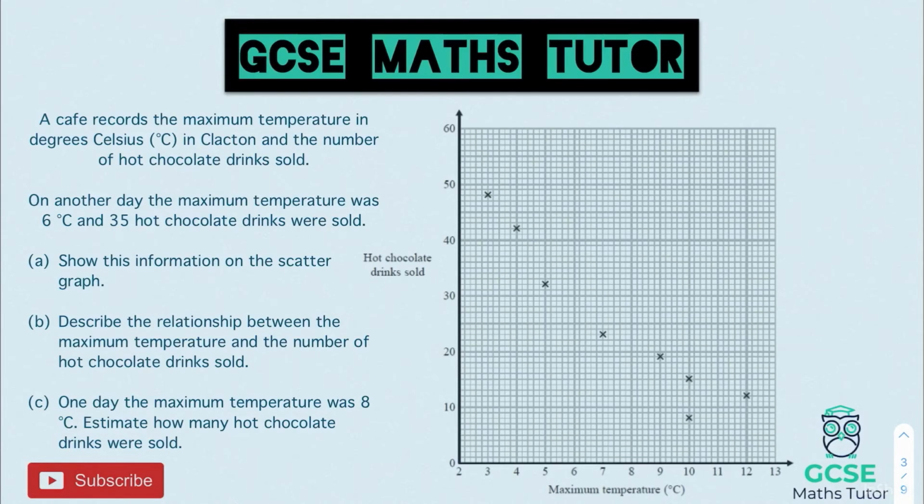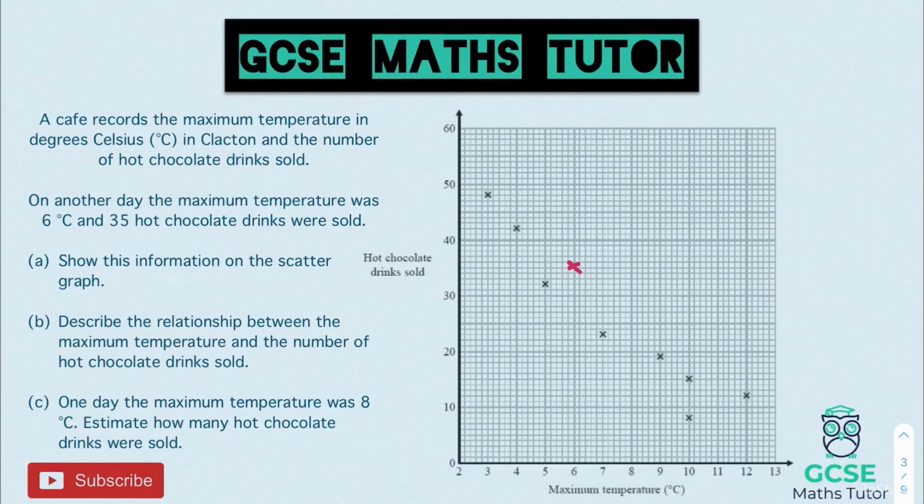It says on another day, the maximum temperature was 6 degrees and 35 hot chocolate drinks were sold. Show this information on the scatter graph. So let's go along to 6 degrees down the bottom there, and then up to 35, which is between 30 and 40. So we're going to put that in as best as we can, and that is going to go just in the middle there.